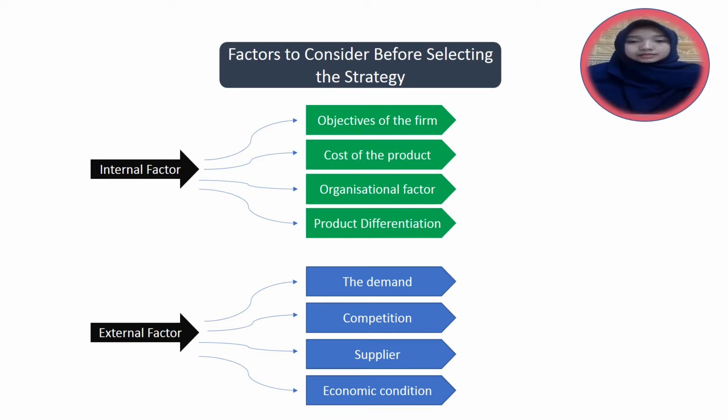So the fourth one is product differentiations. The price of the product also depends upon the characteristic of the product. In order to attract the customer, you need to customize the product based on their demand so that it can attract their attentions and their willingness to buy the product.